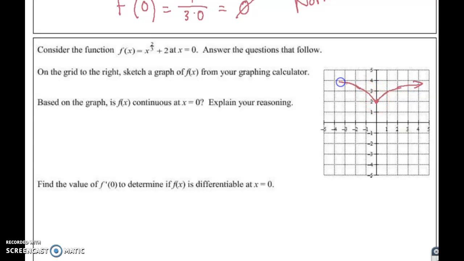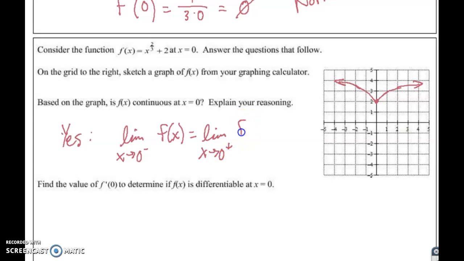Something like that. So it's another problem that is continuous at x equals 0. And so yes, go through your three-part definition. The limit as x approaches 0 on the left side of f is equal to the limit as x approaches 0 on the right side of f, which is equal to f of 0. So that's a y value of 2.